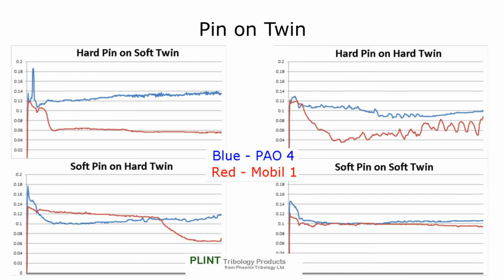In this series of tests, 6mm diameter rod samples were used with a load of 56 newtons, hence 28 newtons per contact, so producing the same contact pressure as the previous 6mm ball on flat experiments. PAO4 and Mobil 1 were used as the fluid samples. It is clear that different hardness combinations produce very different frictional responses.